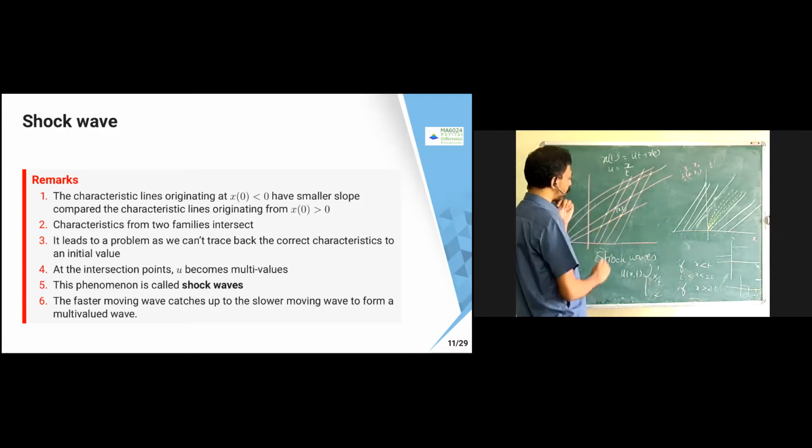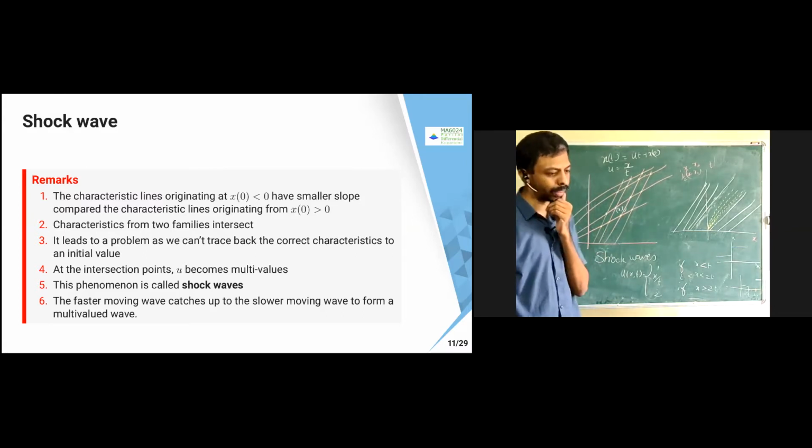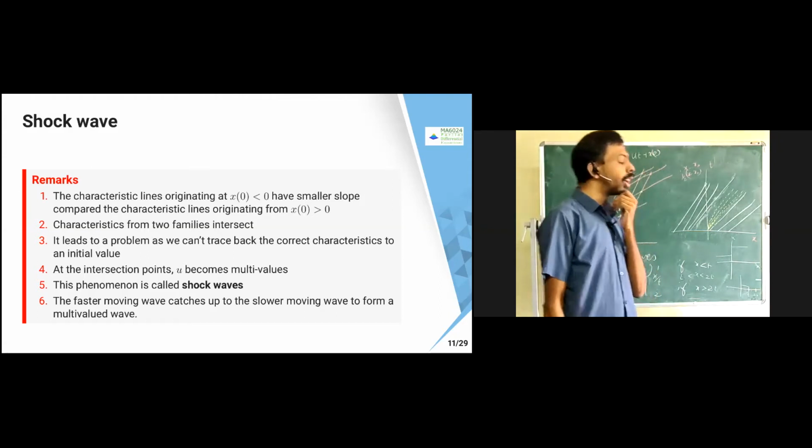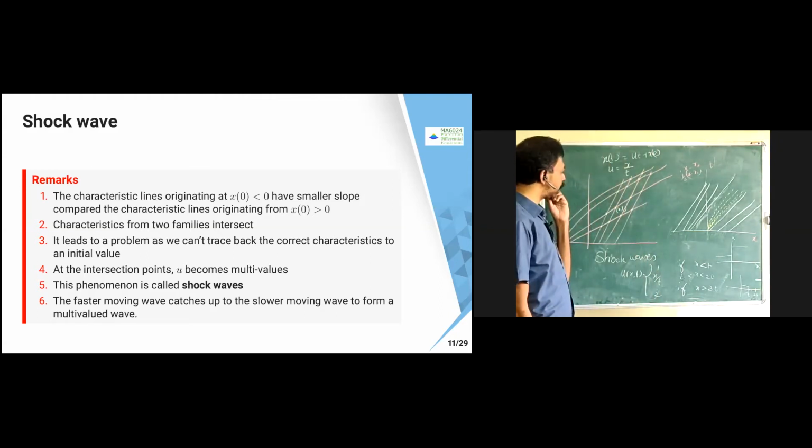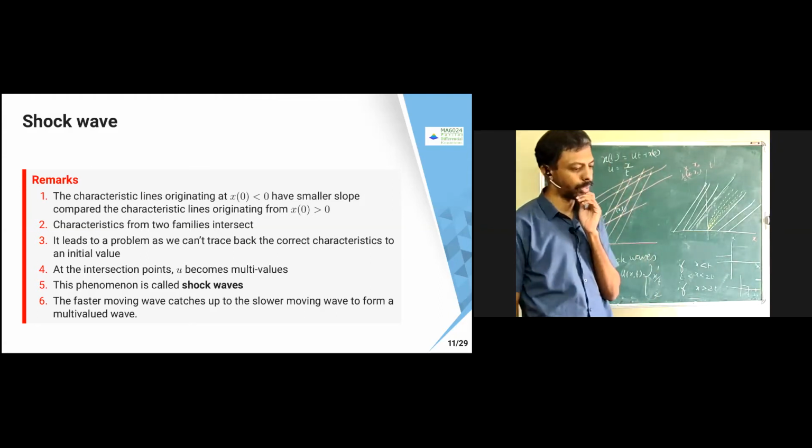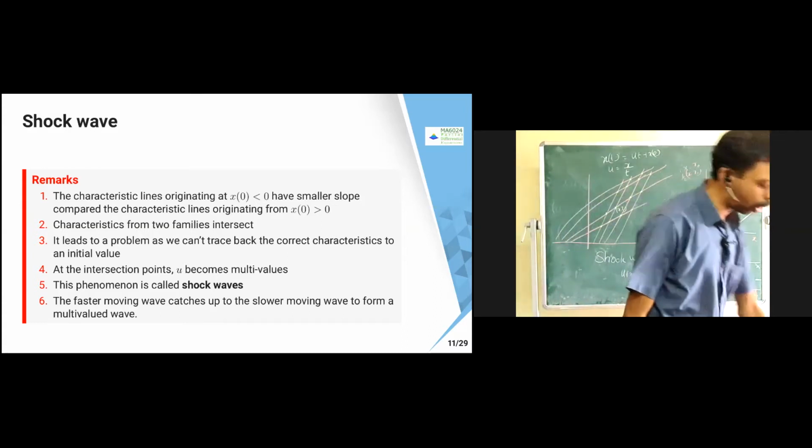What is going to happen at the place of intersection is that u is going to become a multi-valued function. It's not going to be a single-valued function. It's going to be a multi-valued function. This kind of phenomenon is called a shock. So this is going to create a problem.